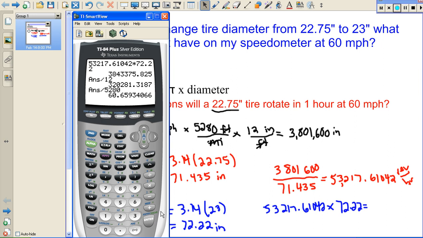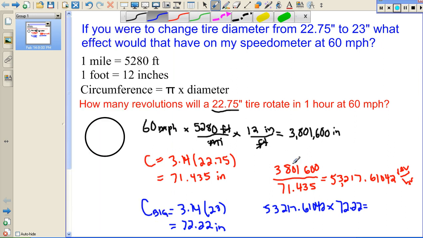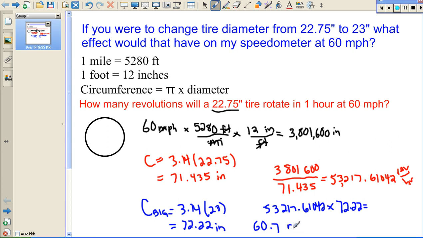So now you're traveling at 60.7 miles per hour. So it really didn't affect your speed that much. The cops aren't going to get too worried over that. So with the bigger tire, it's about 60.7 miles per hour.